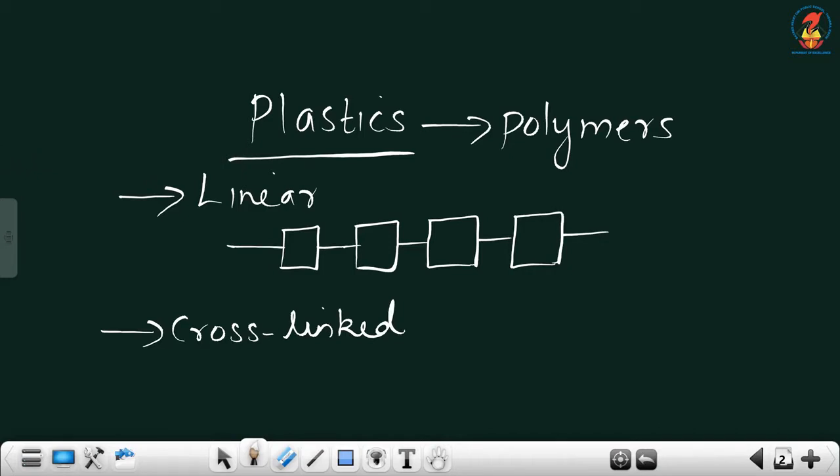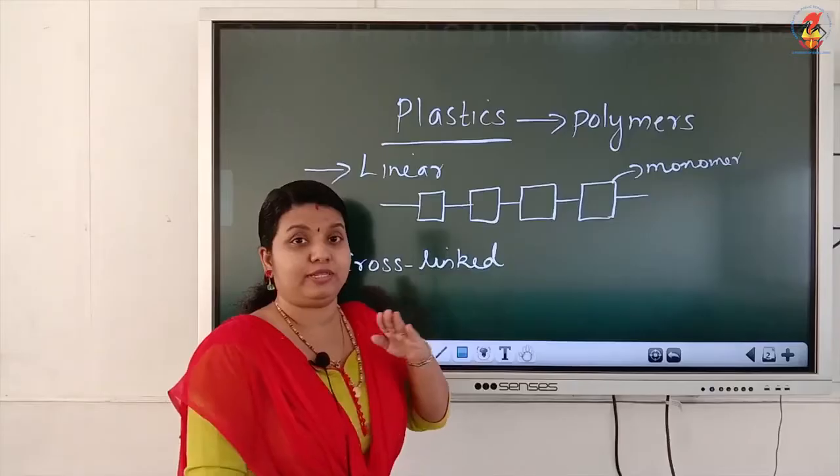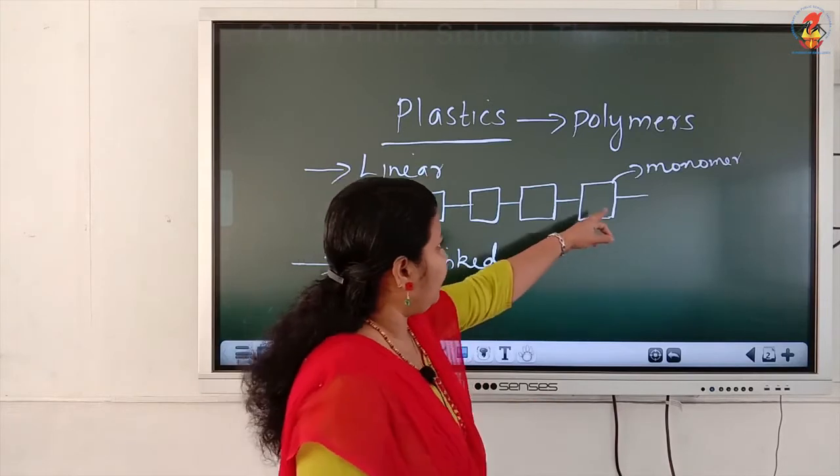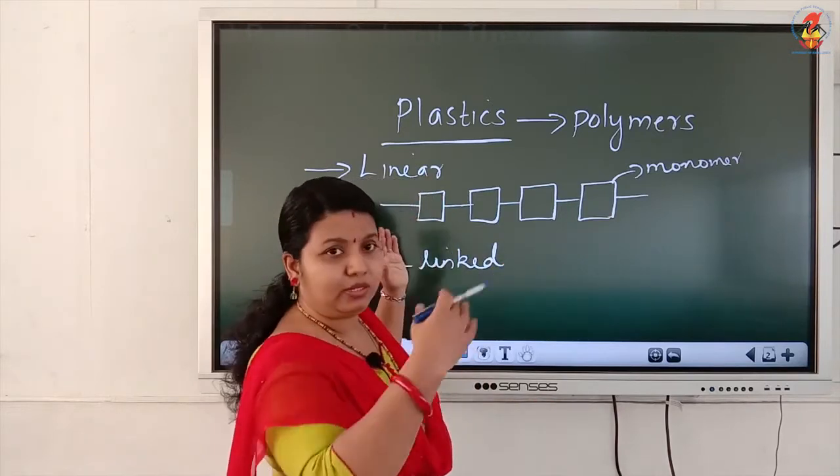Each of these squares represents a monomer unit. So all the monomers are arranged in a straight line manner. That is known as linear arrangement. And don't forget to show these lines on both the sides.